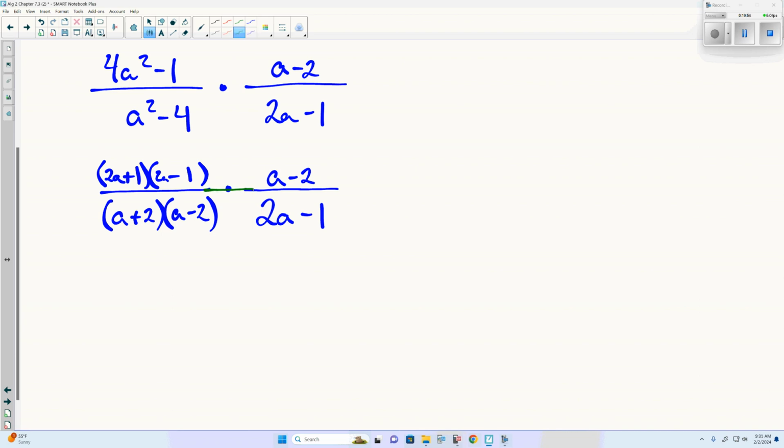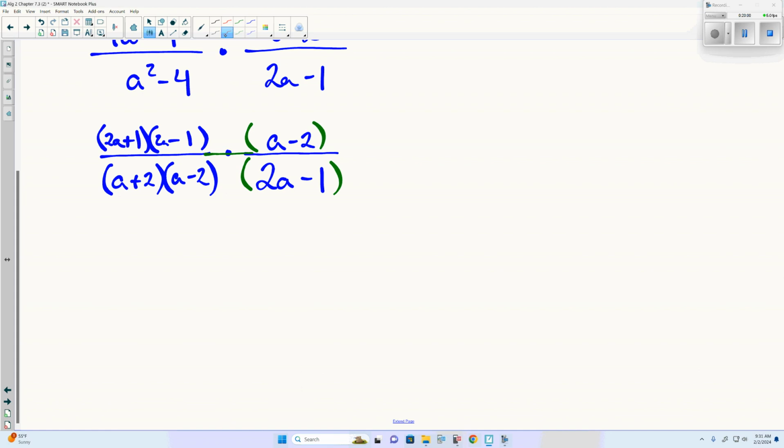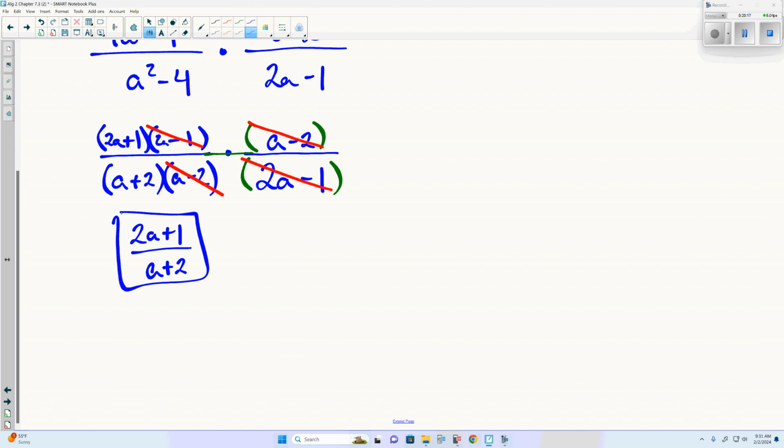And now we just need to multiply these together. And what simplifies out? Well, 2a minus 1 and 2a minus 1. A minus 2 and a minus 2. Almost. Plus instead of minus, because we canceled out the minus. Well, I have the plus. I don't know why I said minus. Yeah, but that's it.